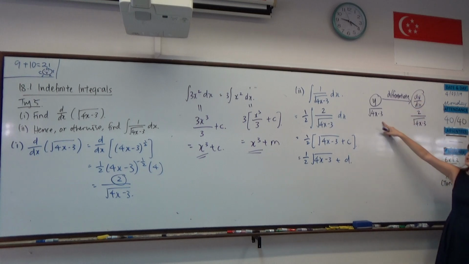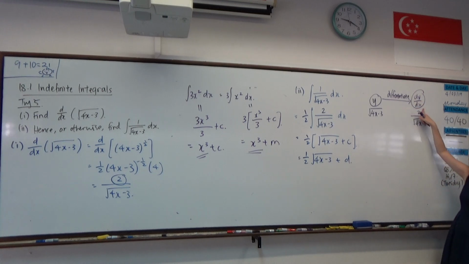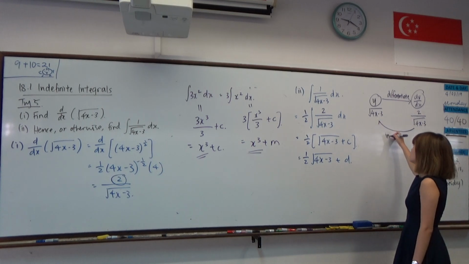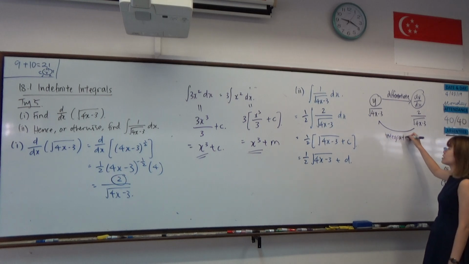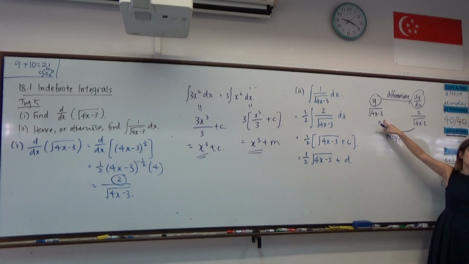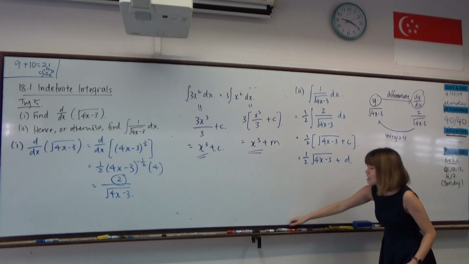When you have the y, which is square root 4x minus 3, I differentiate, I will get dy over dx. So I'll be getting 2 over square root 4x minus 3. And then if I do the reverse, integrate, okay, integrating this, I'll be getting back square root 4x minus 3, but I must have the plus c.